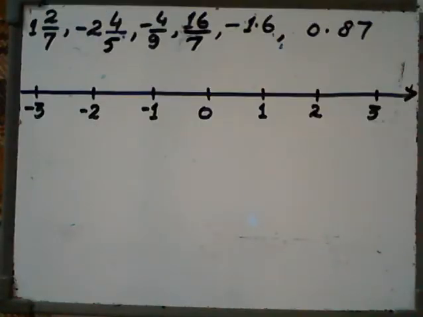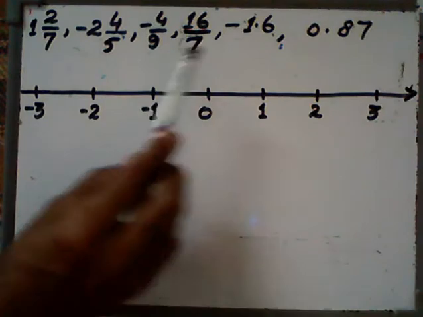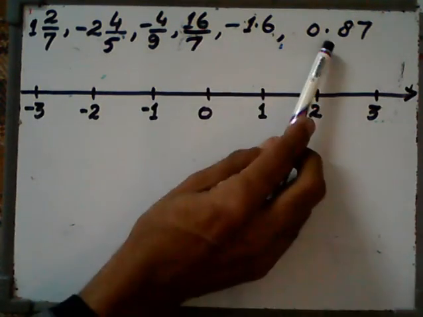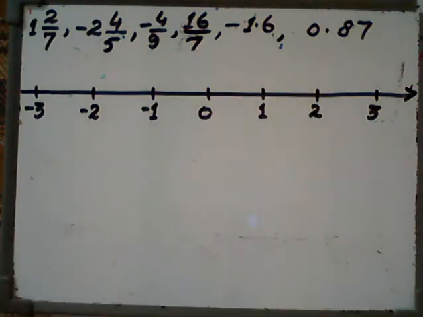On the whiteboard you can see that we have given some numbers: 1 whole 2 by 7, minus 2 whole 4 by 5. There are some fractions, one is a mixed fraction, and others are negative decimal and positive decimal. So decimal numbers are also there. You can see that there is no integer. Integer representation is very easy.